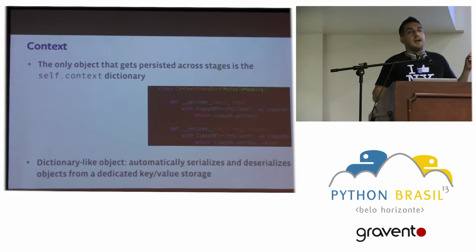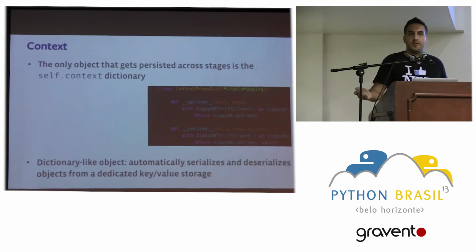So you might be thinking, okay, that's great, but if you don't have access to the previous memory space, it's hardly useful, because where do you store all the information that you need to perform the job, right? So for that purpose, we have something called context. Context is an attribute of our job handler class that looks very much like a dictionary, behaves very much like a dictionary, but it's not storing the information in memory.